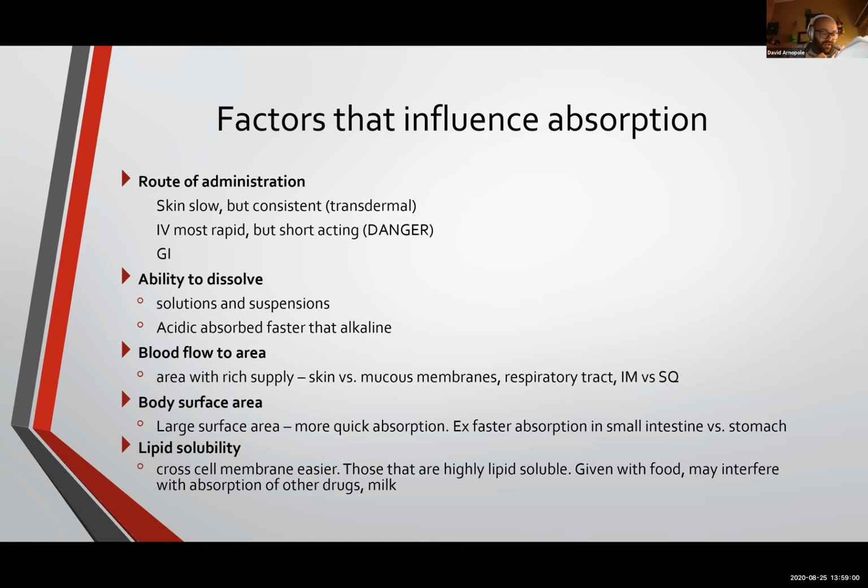Blood flow. Again, if there is trauma and no blood flow somewhere, medications can't get to tissue beyond that. An IV stops working as soon as you stop administration.